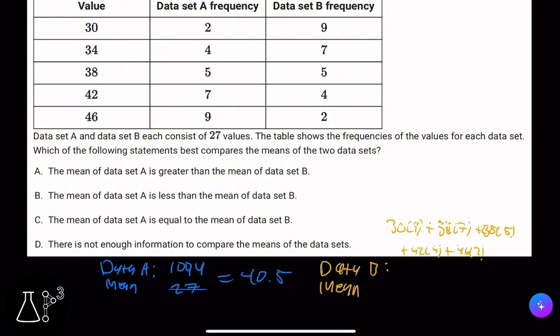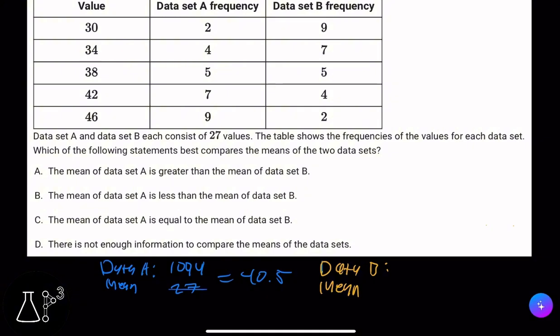30 parentheses 9 plus 34 parentheses 7 plus 38 parentheses 5. That doesn't change, which is very convenient, right? Plus 42 parentheses 4, and then plus 46 parentheses 2. I'm going to get a number of 958. So all those numbers adding up equals 958. You're still going to have 27 numbers used in this question.